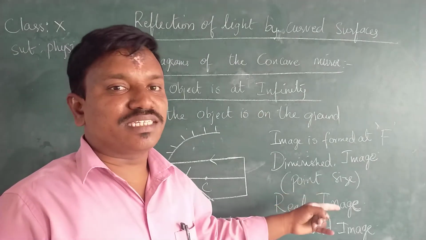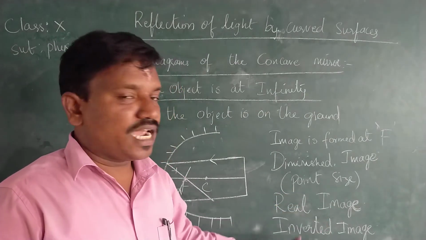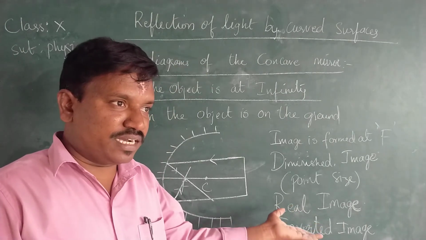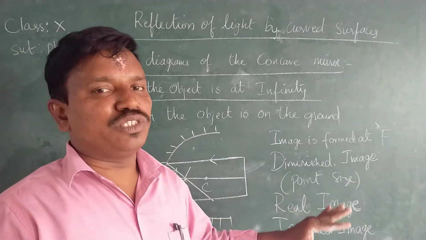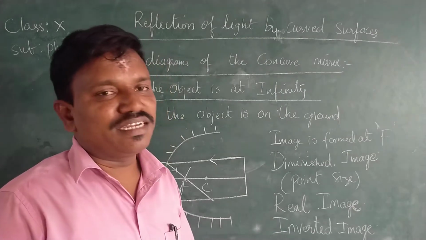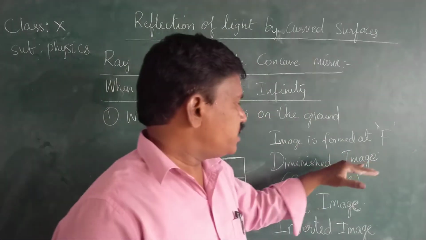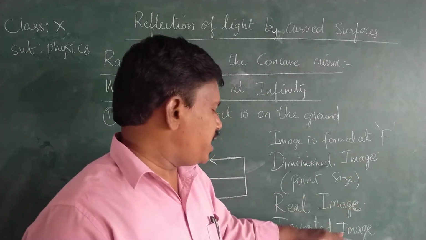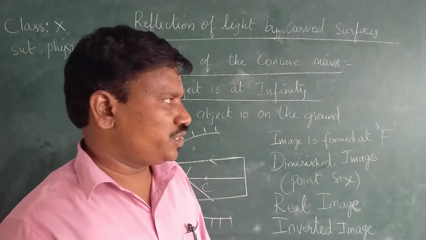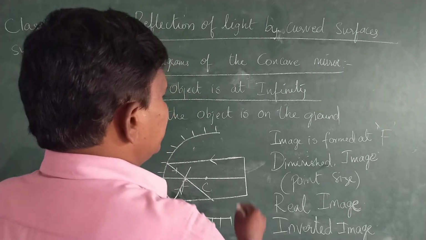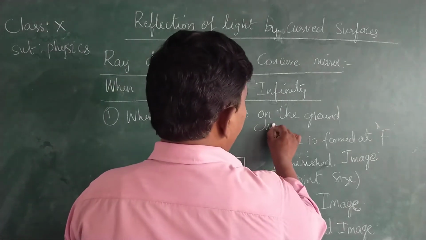Yes, it can be caught on the screen. That's why it is the real image, and it is caught on the screen, but in the inverted position. That is called an inverted image. Okay, that means the image is formed at the focal point, a diminished image, a real image, and an inverted image. These are the characteristics of the image.